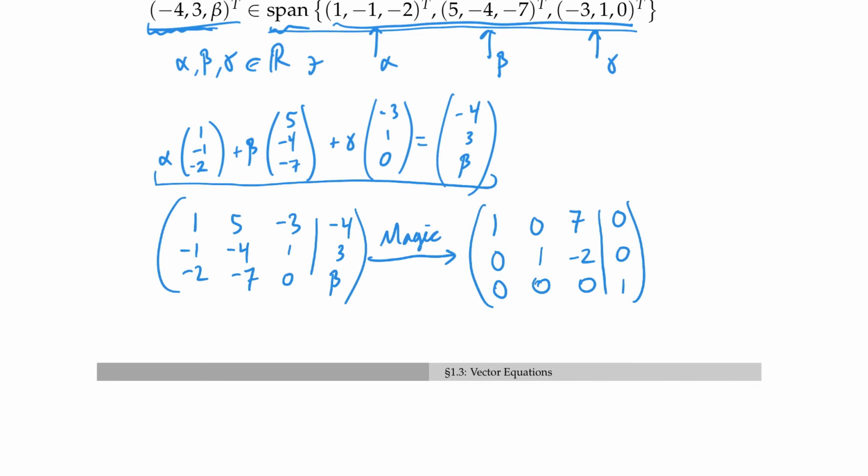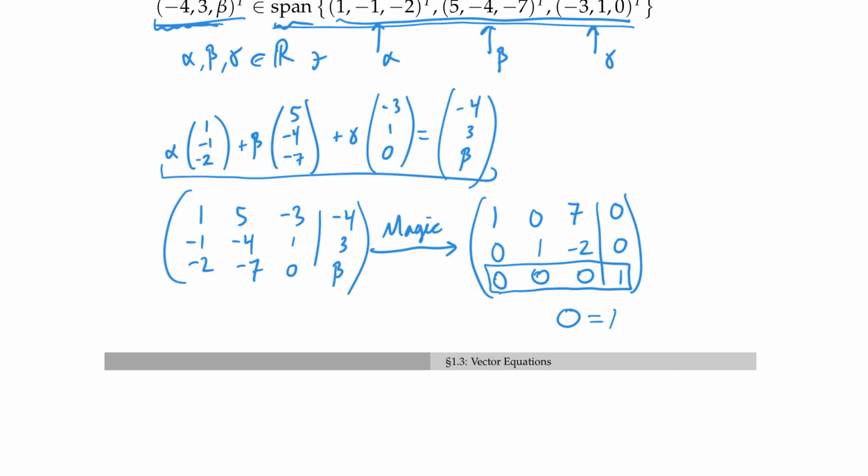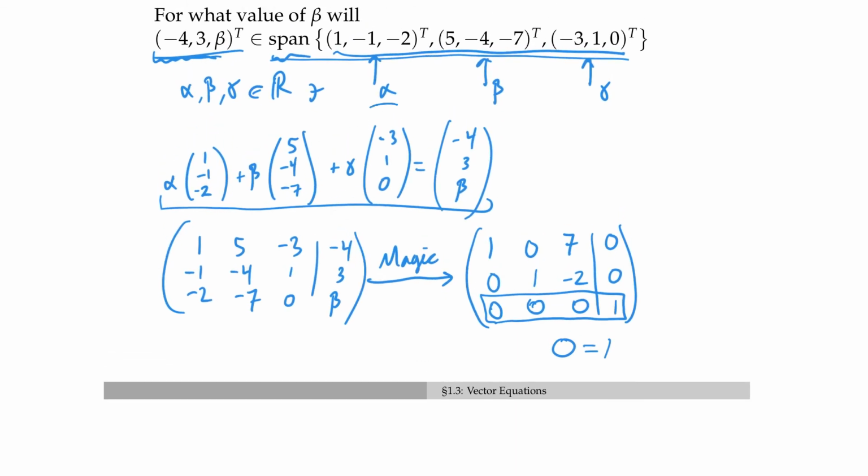But anyways, I digress. The last row here is telling us something very awesome, namely that 0 equals 1. Well, this is math telling us that there's never going to be constants alpha, beta, and gamma that will get us... oh my goodness, this is terribly confusing. I've used beta in two different contexts. Please forgive me. This is beta prime and beta prime. There we go, all fixed.